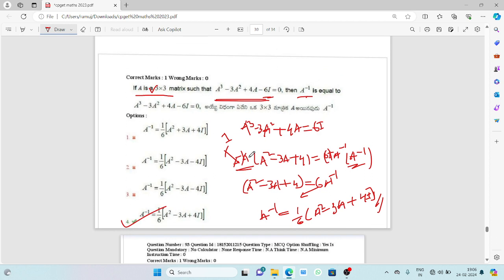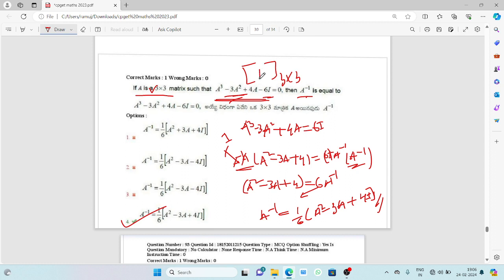Whenever a question comes in front of you, just look at what he provided and what he is asking. In that way we have to go through. Another method you can also do, but that is a too long method. You have to consider one 3 cross 3 matrix and check it by using these conditions.